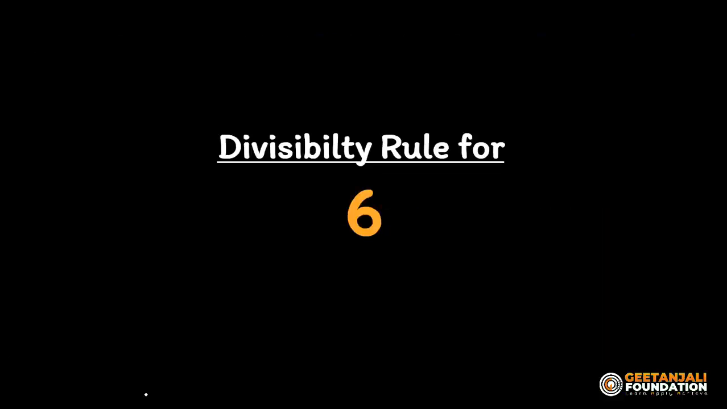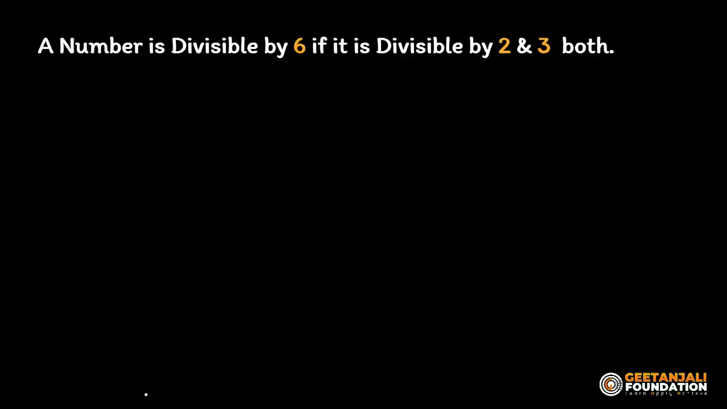Divisibility rule for 6. A number is divisible by 6 if it is divisible by 2 and 3 both. It means whenever you have to check divisibility by 6, you need to check divisibility of that number by 2 and 3 both. The number should be divisible by both these numbers. If the number is not divisible by any of these numbers, then the number will not be divisible by 6.